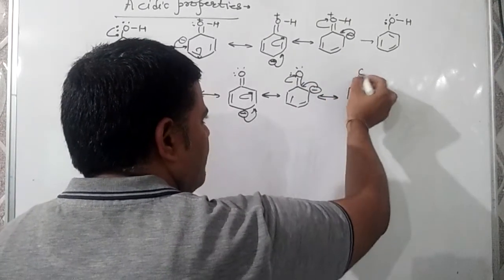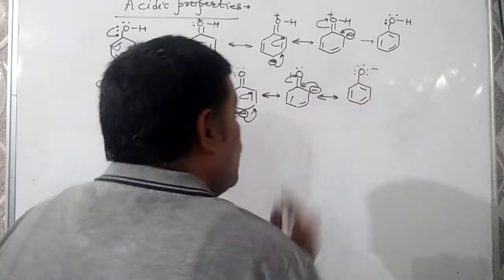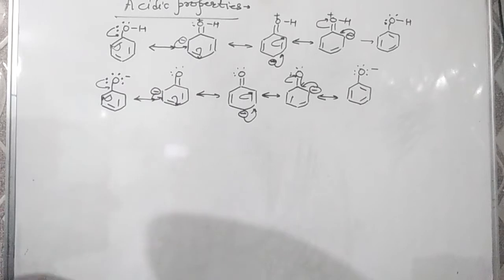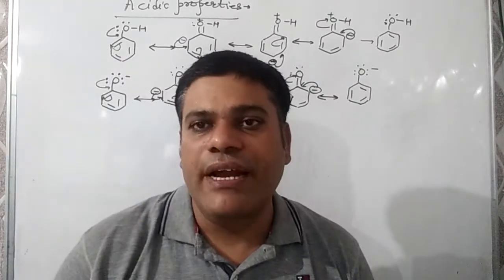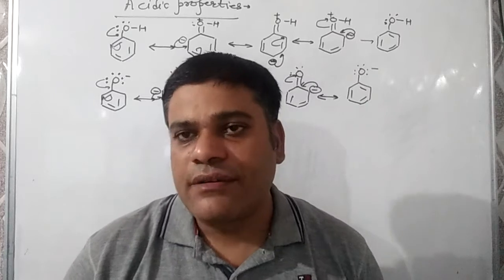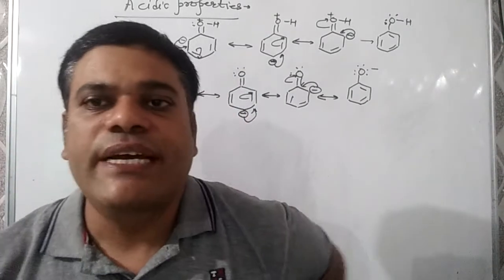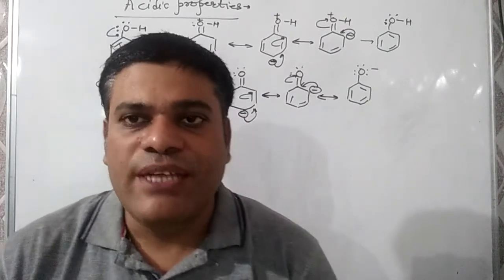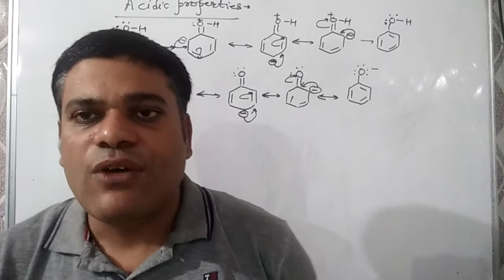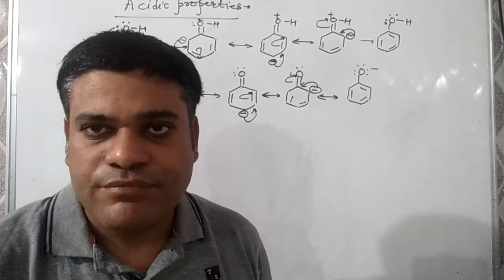Hence, there are 5 possible structures of the phenoxide ion, and among these, all are equivalent. All are having a negative charge on them. That's why all structures are equivalent. So the phenoxide ion is more stable than phenol. Hence, phenol is a stronger acid than alcohols, because there will be no resonance in the alkoxide ion. Hence, the alkoxide ion will be less stable than the alcohol.